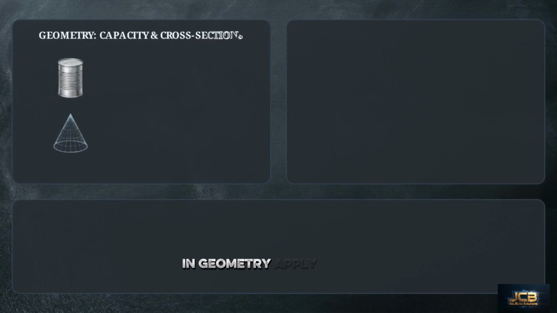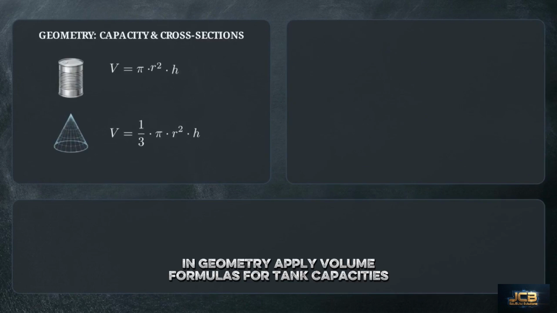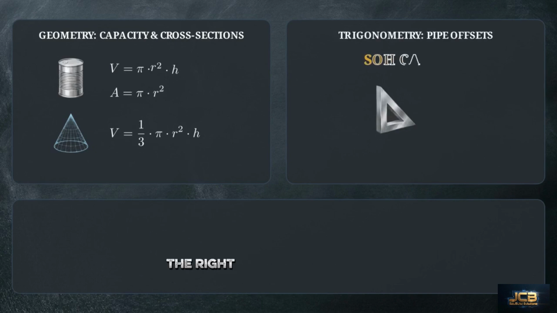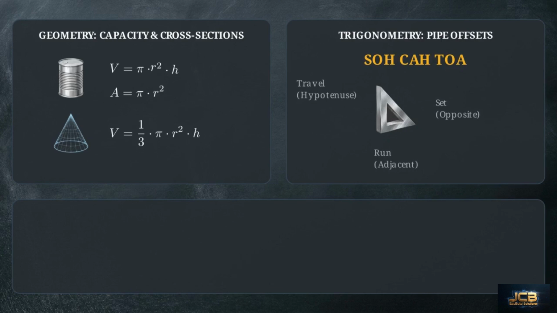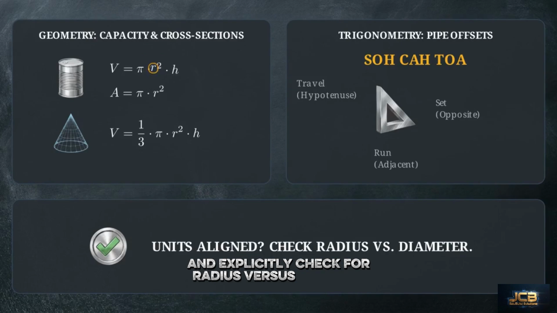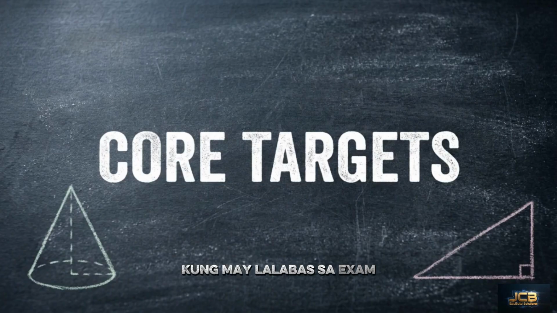In geometry, apply volume formulas for tank capacities and area formulas for cross-sections. In trigonometry, the right triangle calculates pipe offsets. Finally, always align your units and explicitly check for radius versus diameter. Kung may lalabas sa exam, malaki chance nandito sa dalawang ito.